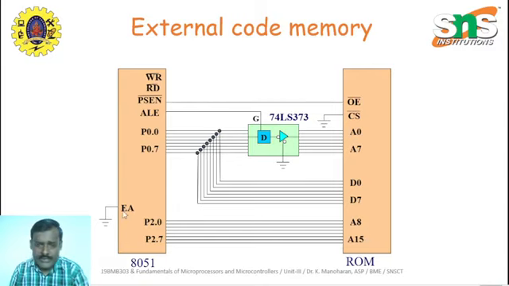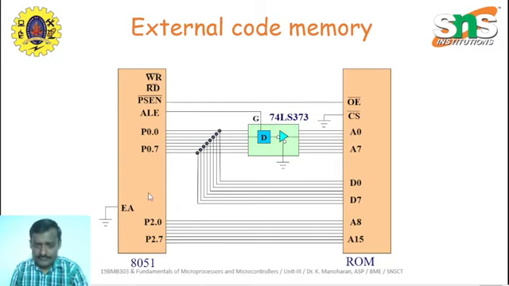See, first thing, EA, this is the external access pin. This should be grounded, then only the external memory will be accessed. If it is connected to VCC, it will act as internal memory accessing, and if it is connected to ground, it will access the external memory.